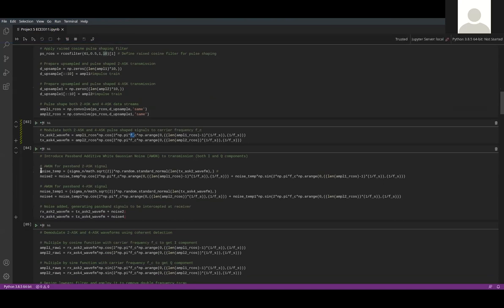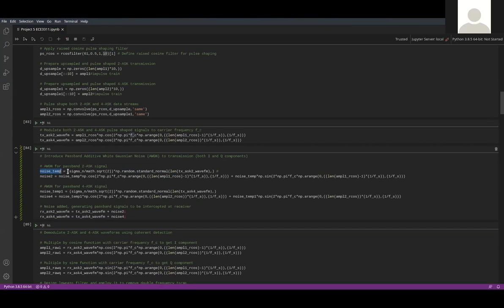What we do is we add Gaussian noise. So here, random standard normal. Standard normal is Gaussian; Gaussian has a few aliases, one of which is normal. So we create this guy, and then we add it to the TX ASK waveform. But before we do that, we also have to modulate. So we create the noise signal, but we have to modulate it.